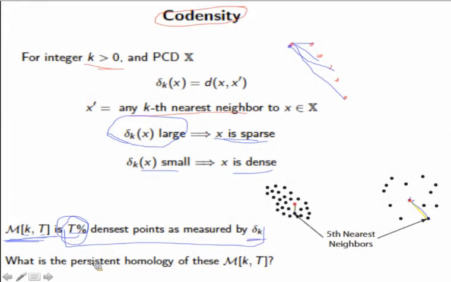And then after k and t are fixed, we can take a look at the persistent homology. And remember, with the persistent homology, we grow epsilon balls to determine when we join things. So we throw out all the points that are not dense, and then we take our epsilon balls. Notice, by the way, that we've got 3 variables, our epsilon and our t and our k.